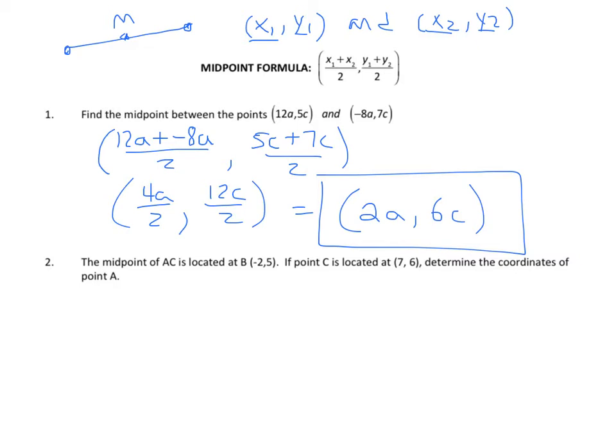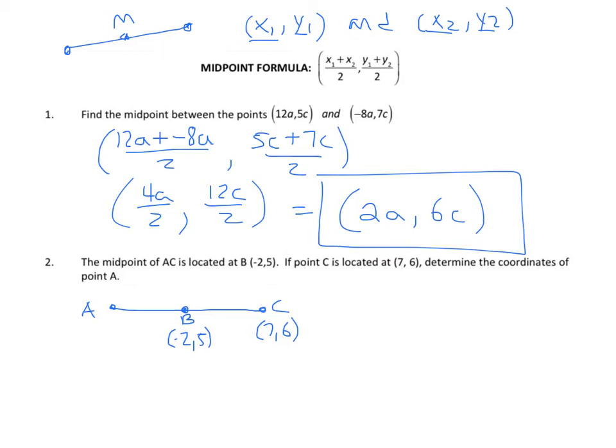In the next problem, it says the midpoint of AC is located at B with the coordinates negative 2, 5. If point C is located at 7, 6, determine the coordinates of point A. So let's draw a picture. A, C, and it says the midpoint is located at point B. B has coordinates negative 2, 5. C is located at 7, 6, and we don't know A.